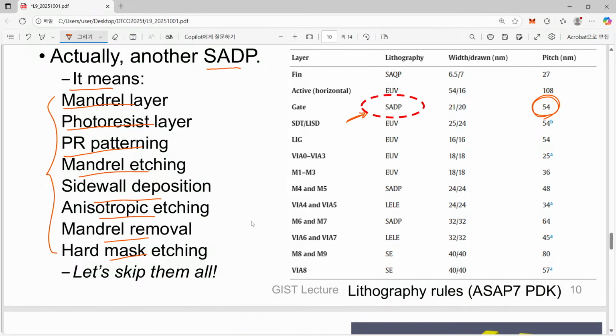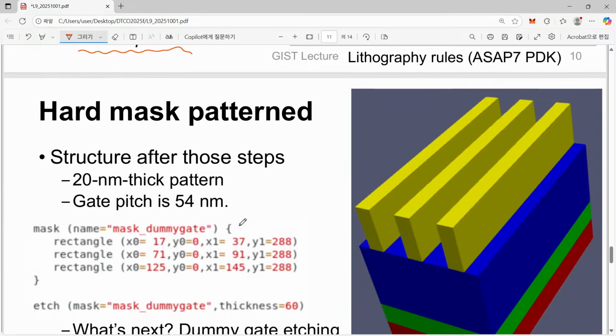That is very much difficult, but anyway, we have to do it. So I will skip them all. Just to assume that by performing all kinds of these efforts, now our hard mask is patterned, and let's go to that patterned hard mask. Well, now you are looking at this hard mask, and this hard mask is patterned.